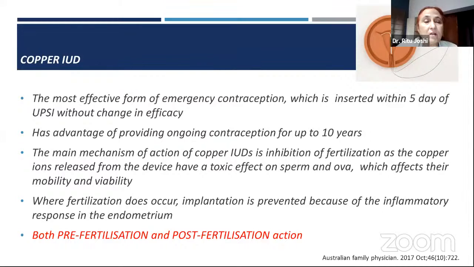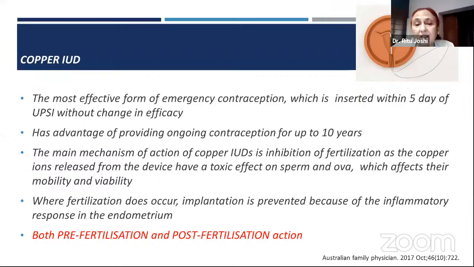We have the copper IUCD, the most effective method for emergency contraception. It can be used up to 5 days after the unprotected intercourse. It has the advantage of being a long-term contraceptive method, because once emergency pills are used, you need a backup method of other contraceptive methods. In this, you do not need that.